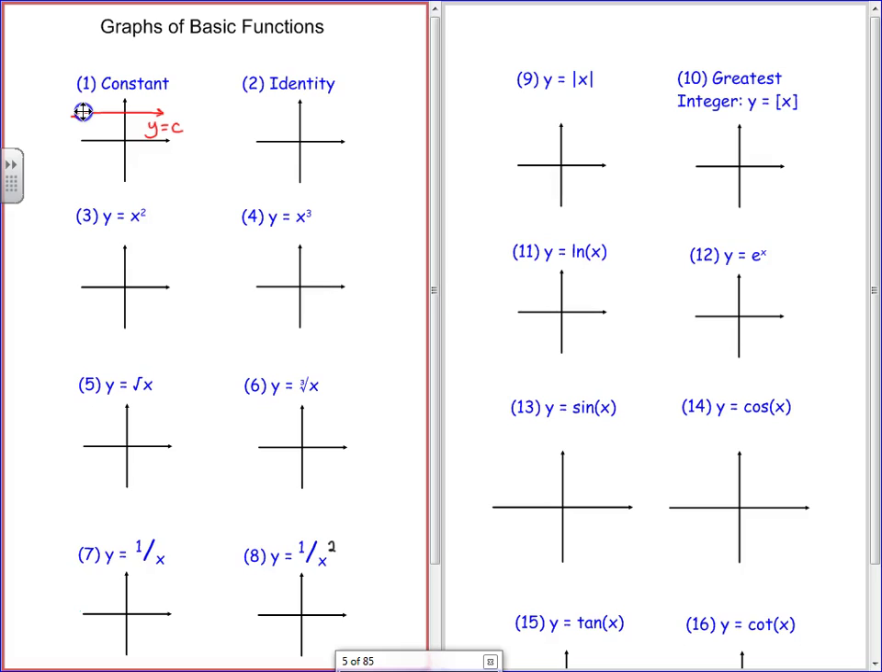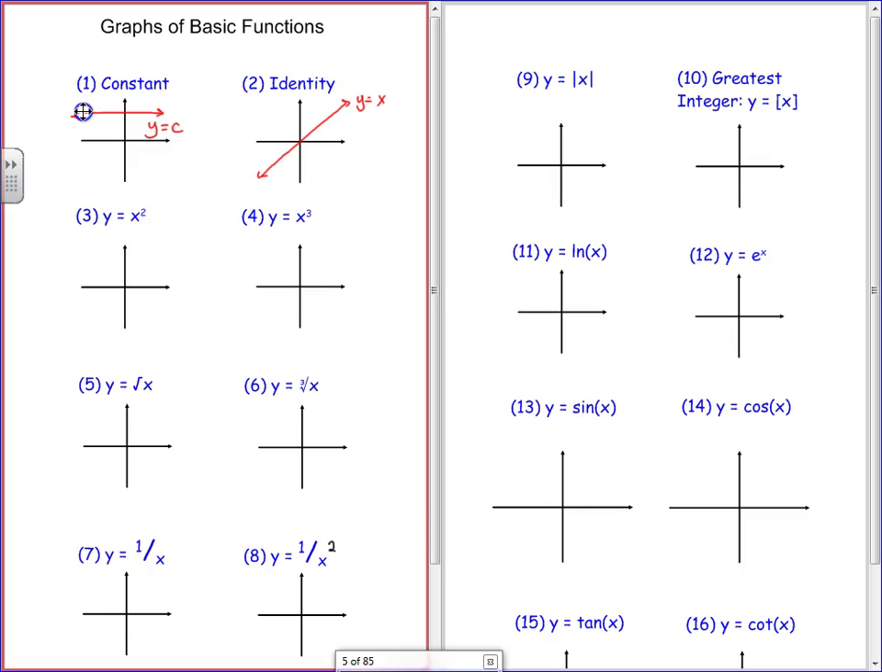The identity function, you guys should know this one. What's the identity function? Y equals x. What would y equals -x look like? Yep, it would just be flipped. Good. Identity function y equals x: (0, 0), (1, 1), (2, 2), (3, 3), etc.